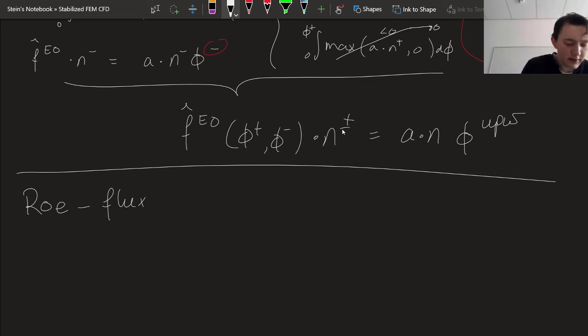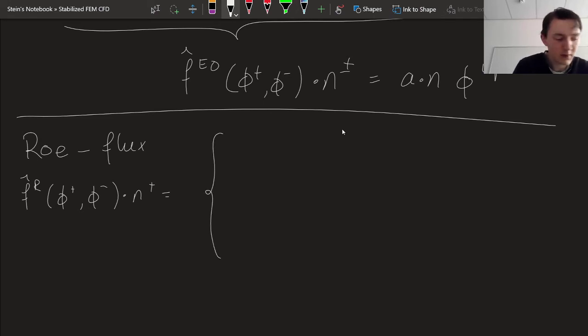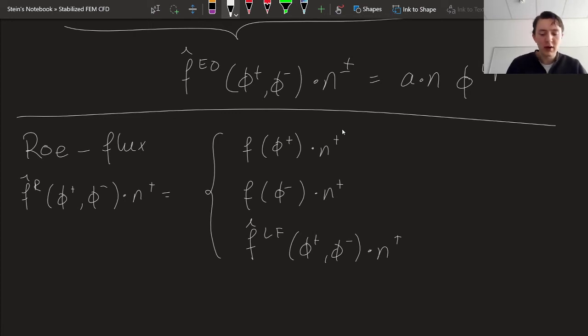And it is defined as a switch between three cases. That is a case of f of phi plus dot n plus, a case of f of phi minus dot n plus, and a case where it's simply equal to the Lax-Friedrichs flux. Yeah, so this is a fix on top of the Lax-Friedrichs flux, trying to mitigate part of its overly diffusive behavior. So pretty much in the last cases, where this overly diffusive behavior does not occur, we get back to the Lax-Friedrichs flux.